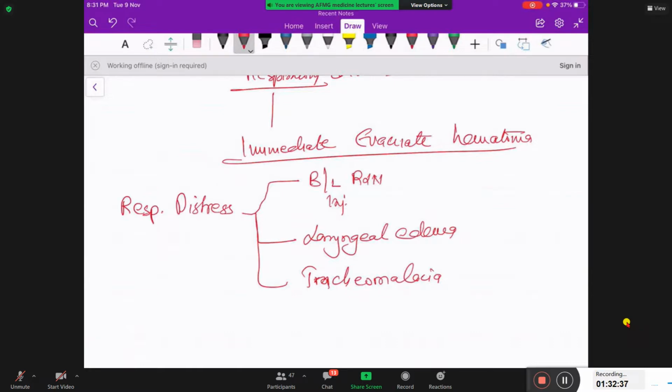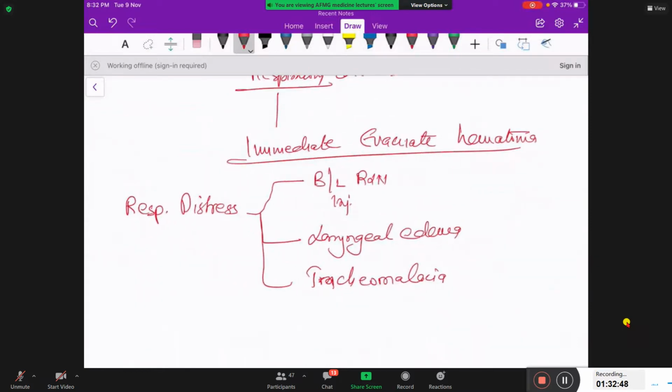Tracheomalacia is thinning of tracheal cartilage. Thinning or softening of tracheal cartilage is tracheomalacia. Now, very important point. This is a question. In this year's NEET also this was a question.